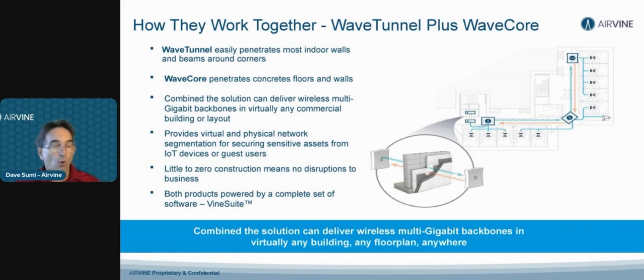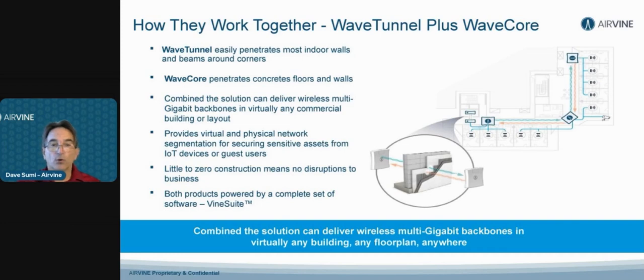Coupled with the WaveCore, which was designed and brought into being to go through concrete. As we were deploying wave tunnels in our customer buildings, we kept running into concrete floors and walls, and so we developed the WaveCore. When you combine these two products together, you have a complete solution that can deliver multi-gigabit backbones throughout almost any floor plan, any building, anywhere.